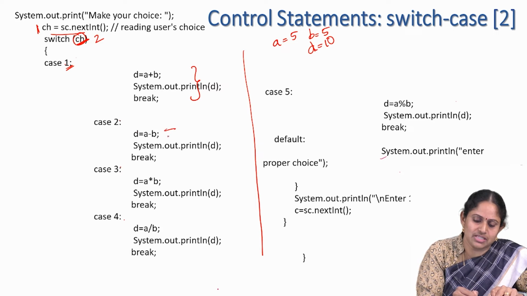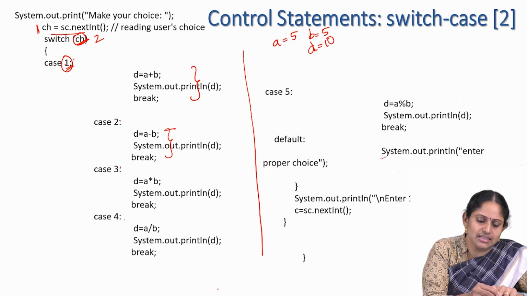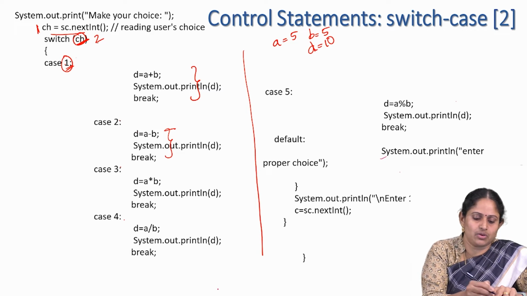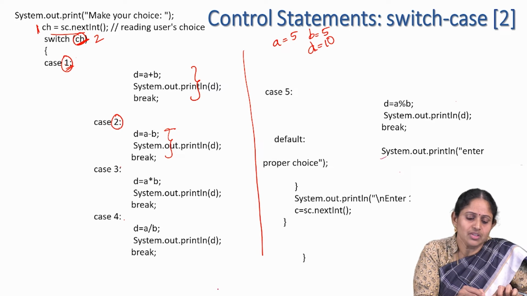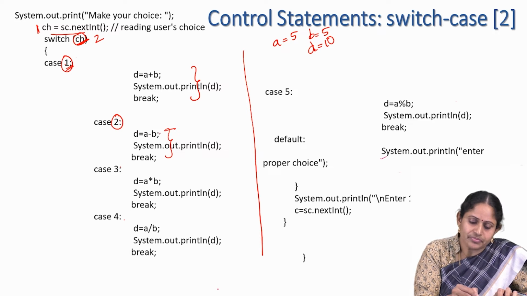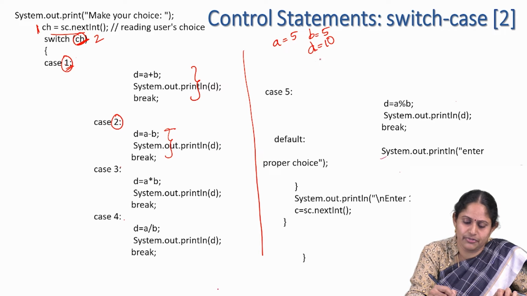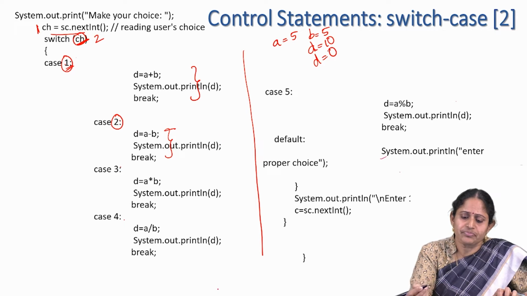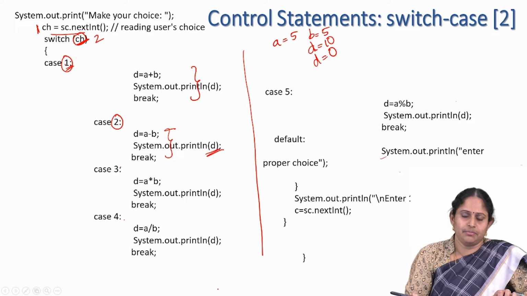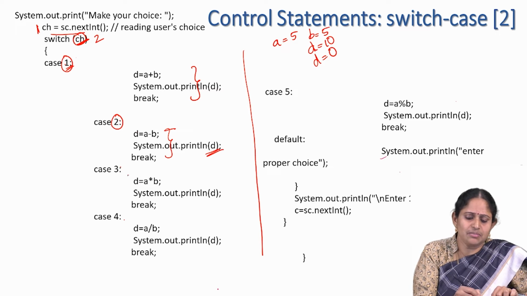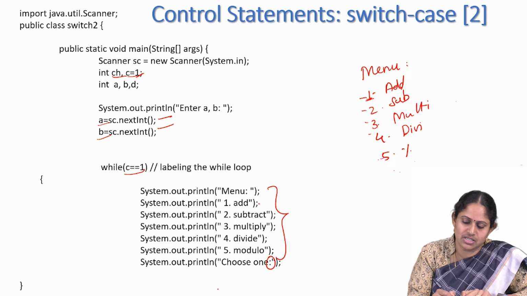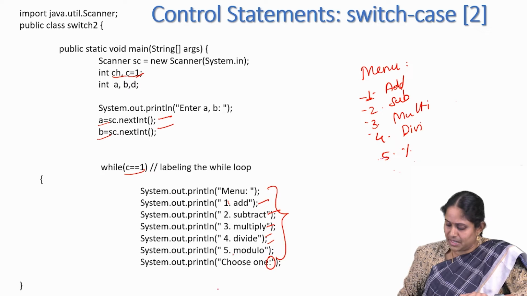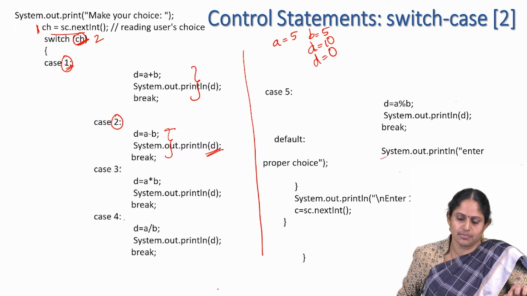It will come over this point. It will check with this, and they both are not matching, so it will ignore that. It will come to 2. So it is matching with 2. It will perform the difference. So D will be 0 and that value will be printed. So similarly, depending on the case which we have read here, whichever value is being taken, depending on that value, it will be executed.